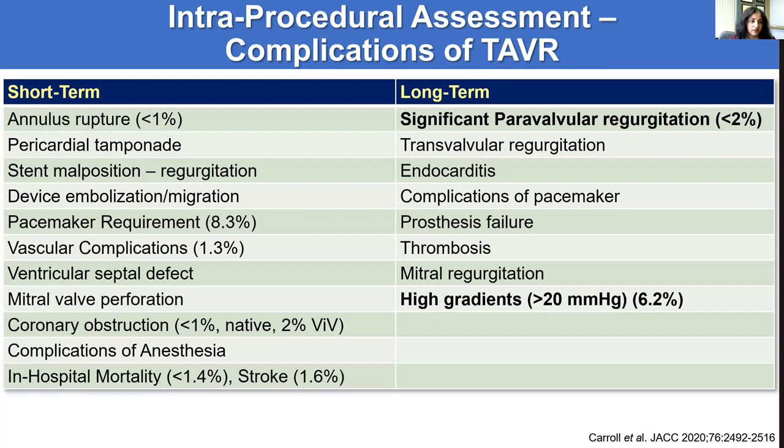Once we have established success of the TAVR valve, we always want to make sure that we assess for the complications of TAVR. Pericardial tamponade occurs anytime you have catheters in the heart structures, and so it should always be evaluated for. But the main complications of TAVR, annulus rupture, coronary obstruction, significant paravalvular regurgitation, high gradients, have all decreased significantly as valve stents have improved and valves have become safer. And these are the latest percentages from the TVT registry published in 2020.